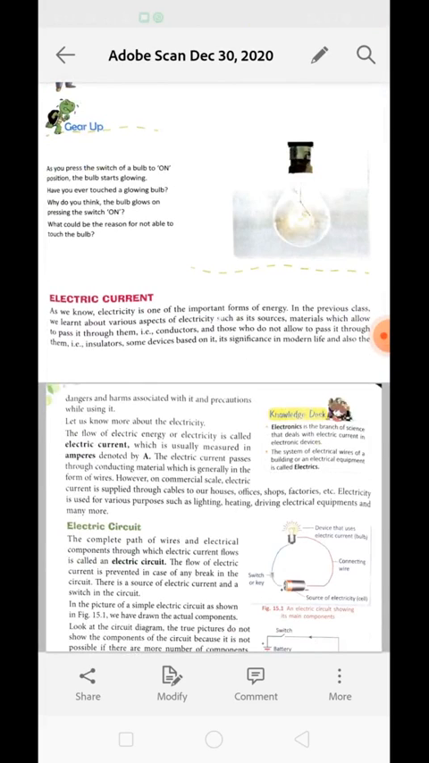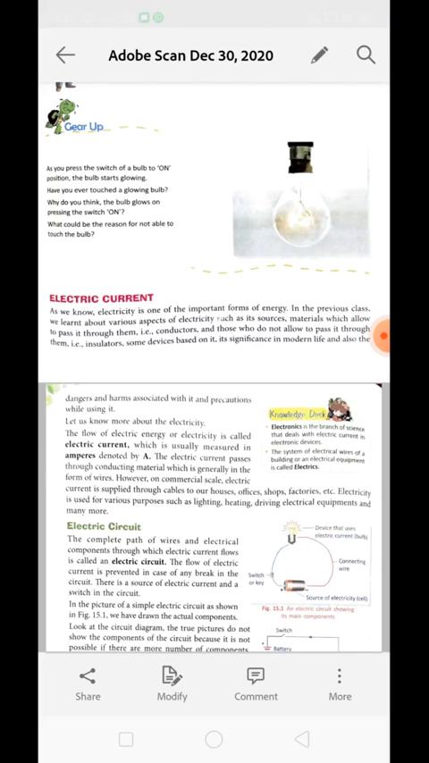As you press the switch of a bulb, the bulb gets on. Okay, it started to glow. However, when you touch the glowing bulb, what do you feel? You feel heat. Okay, whenever you touch the glowing bulb for a very long period of time, what will happen? Your hands may get burned.